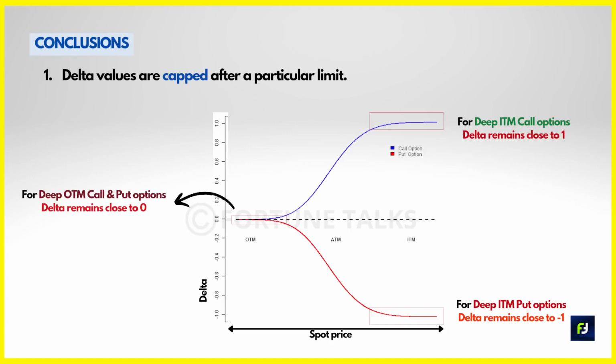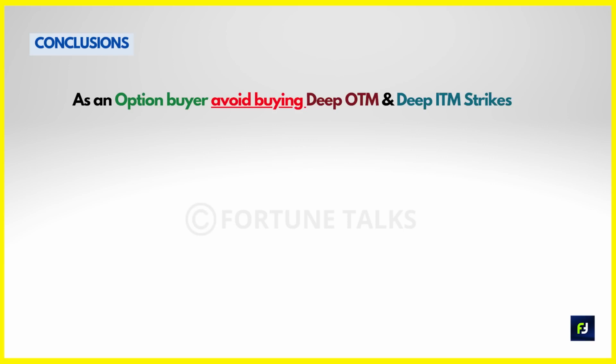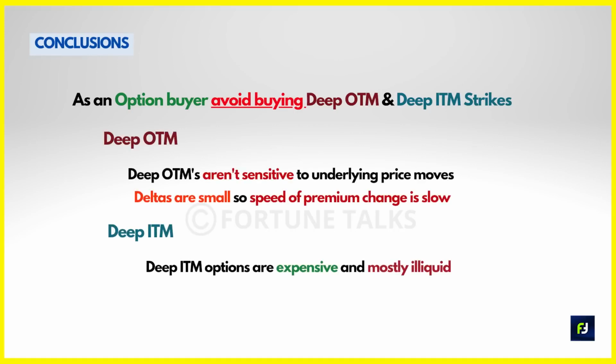Similarly, even when the delta moves beyond ITM to say deep ITM, the delta value does not change, or it stabilizes and stays at its maximum value of 1. You can notice similar characteristics for put options delta also. Therefore, as an option buyer, you should avoid trading on deep in the money and deep out of the money options. The reason being, deep out of the money options are not sensitive enough to the underlying price moves, so the absolute premium change is negligible.